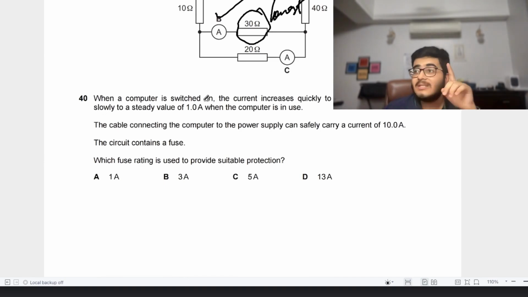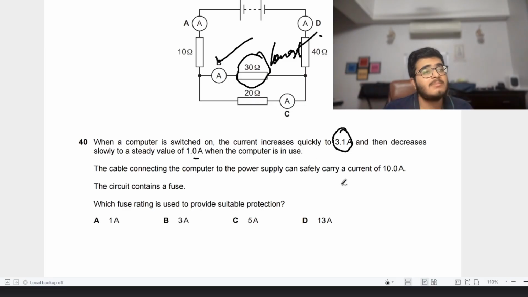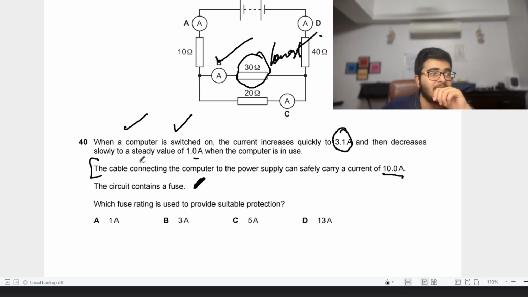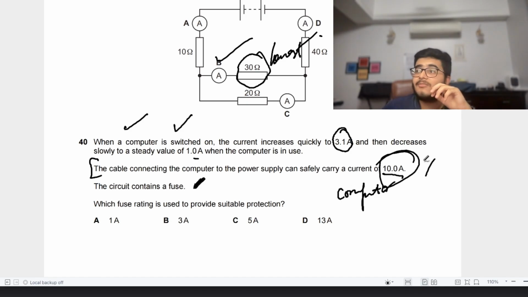Question 4. When a computer, okay, this is a very tricky question. Just keep in mind that they are trying to confuse you between two things. When a computer is switched on, the current increases quickly to 3.1 amperes and then decreases slowly to 1 ampere when the computer is in use. The cable connecting the computer to the power supply can safely carry up to 10 amperes. Are we talking about the cable here or the computer? The circuit contains a fuse. Which circuit? Computer. There is no circuit in the cable shown. The computer would have a circuit, so they're talking about the computer. Right? But by giving this information, they're trying to confuse you.